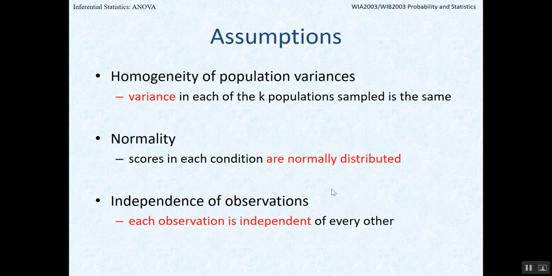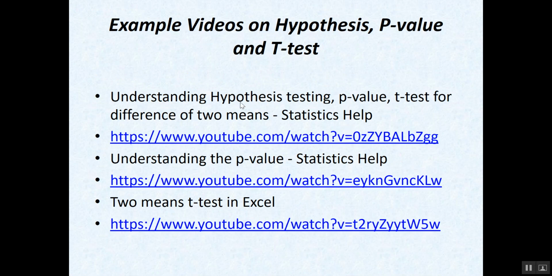Okay, right. So some of the assumptions as mentioned just now are independence of observation, normality, and homogeneity of population variance. Okay, right. There are some videos that I shared which are very important. I would really suggest you go through all these videos. They're short videos but they are quite useful, right?